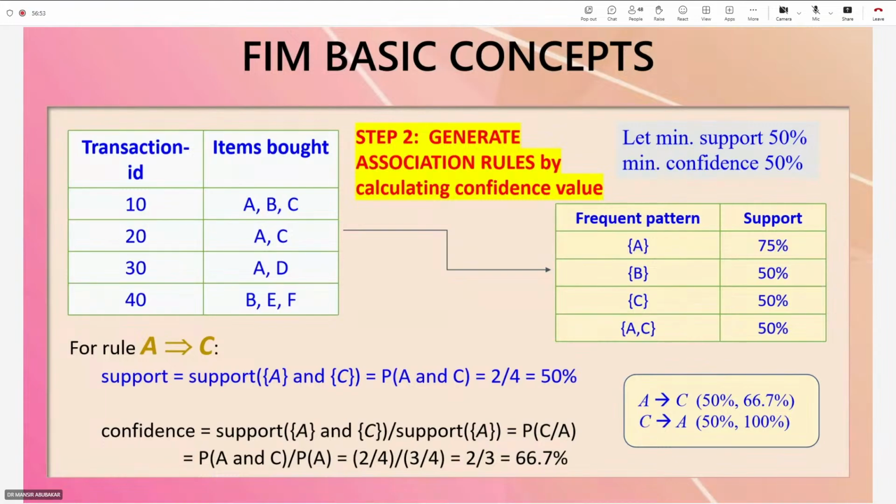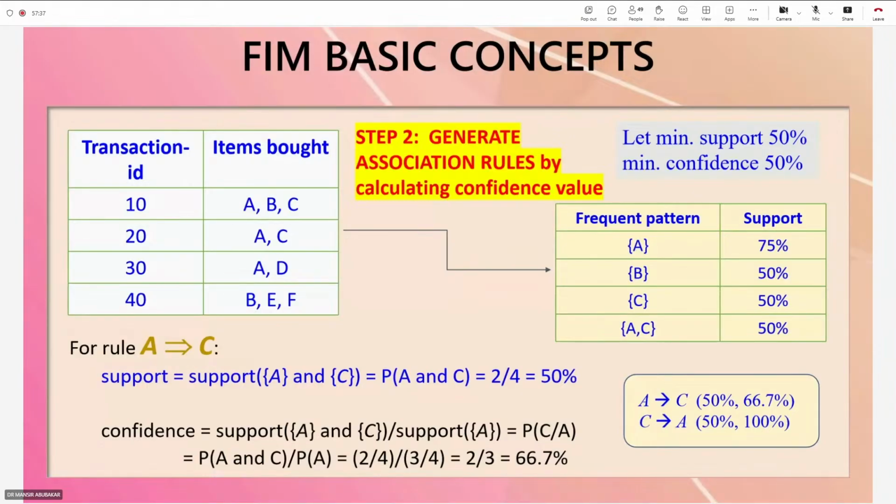So if the confidence is less than the minimum confidence of 50%, then the rule is not going to be generated, and we discard it. And then you can also reverse the case and ask, what is the confidence of C implies A? Actually, it is going to be different. Now you are dividing by the support of C, which is 50%. So we have 50 over 50. Finally, you have 100% confidence.